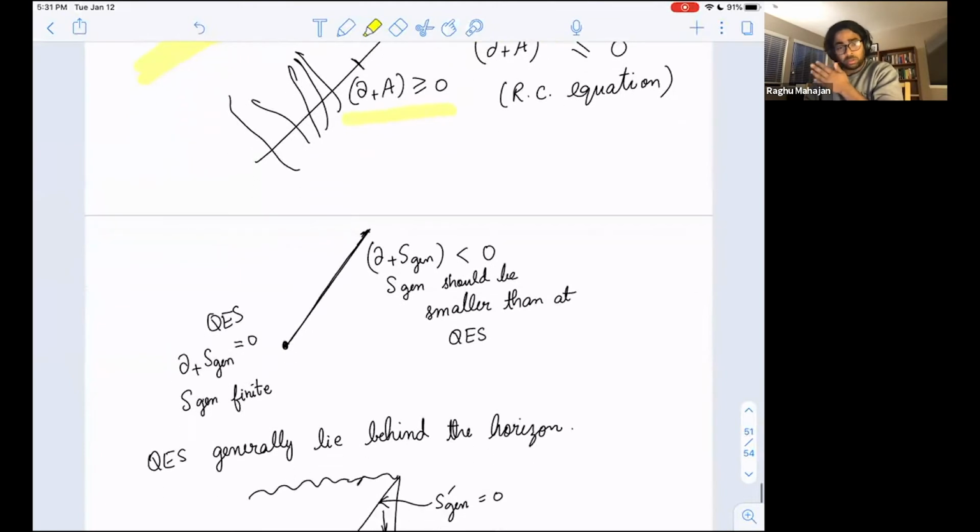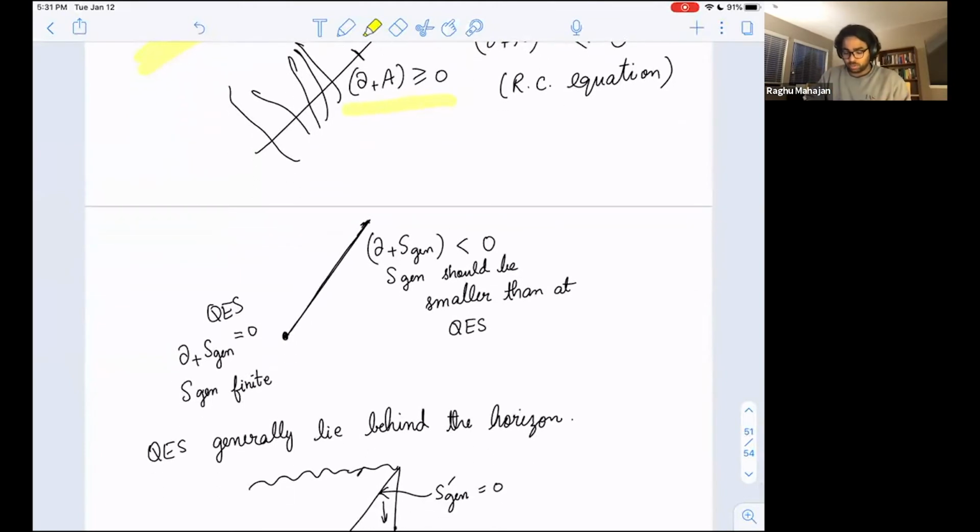In the quantum extremal surface applications, we have the opposite. We know that somewhere the derivative is 0. So in the future, the derivative must be negative. And this underlies all applications of the Raychaudhuri equation to entropic problems.